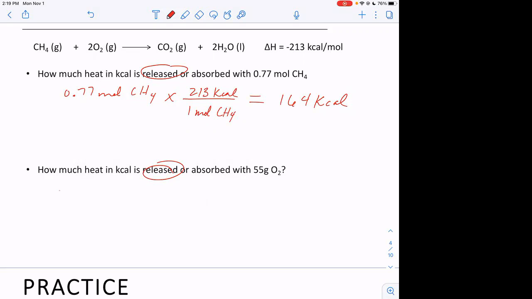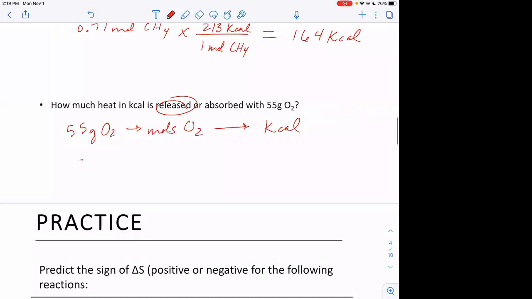Molar mass. So we're going to start with the 55 grams of oxygen. Here's what we need to do. We need to go grams to moles of O2, and then we need to go moles of O2 to kcal of energy. Okay. So 55 grams of O2.